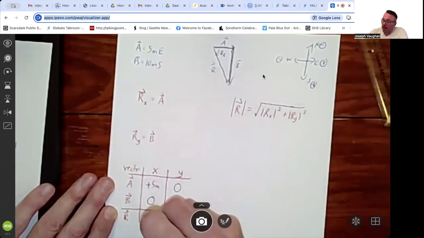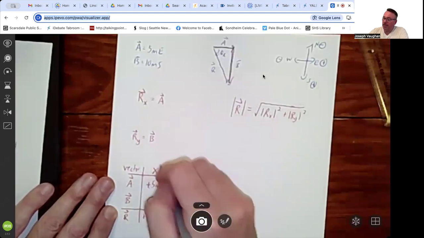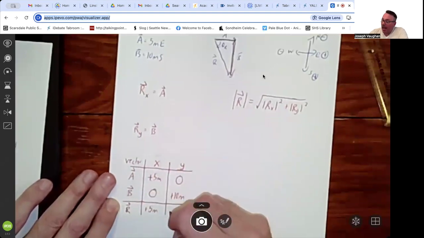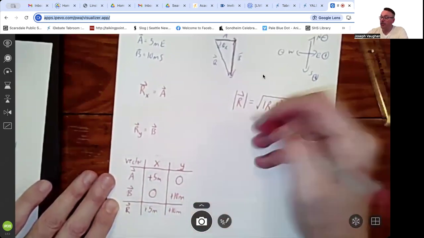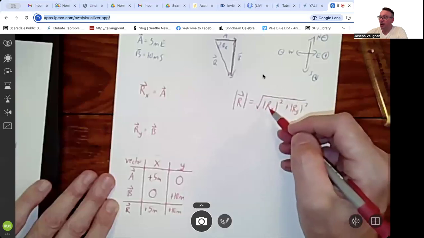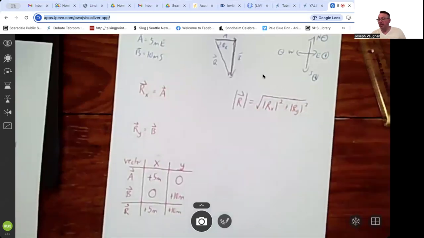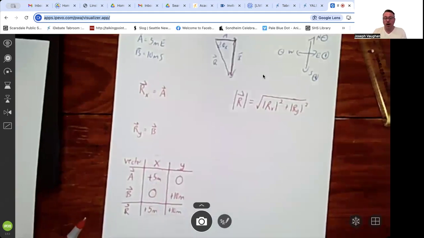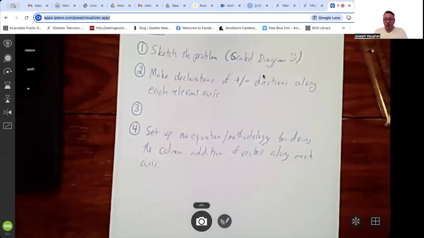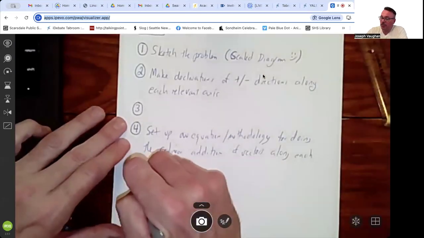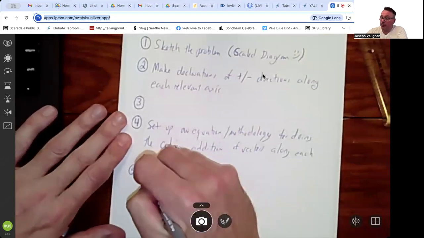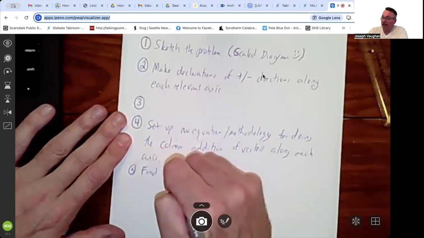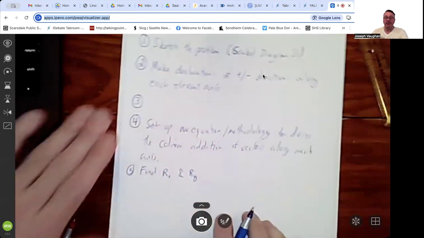And if you notice now, I have positive 5 meters as the x component of R and positive 10 meters as the y component of R, and I can throw it in this equation, which is identical to doing radical a squared plus b squared in this particular case. But now we've actually uncovered them as their identities of Rx and Ry. So our steps that we're adding here, step 5, is that we set up the equation methodology to do collinear addition of vectors in each axis, and then we're going to find Rx and Ry in each case, right?